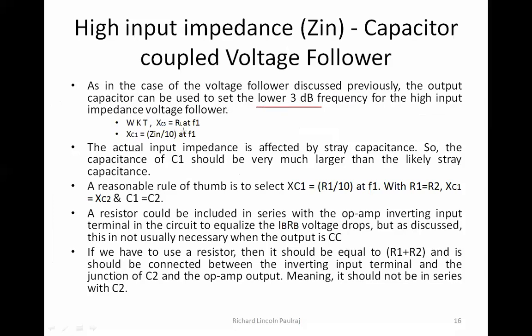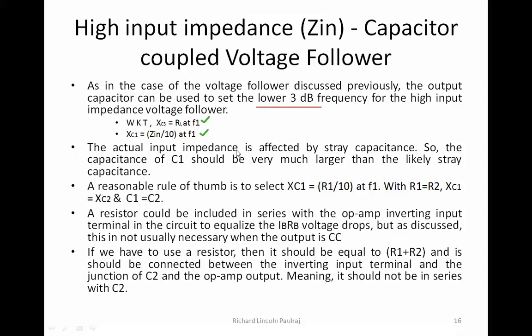So we know that we are going to take Xe3 equal to RL at F1 and Xe1 equal to Zin by 10 at F1. These two conditions we have already seen, but we are re-implementing it here. Okay. So C3, you can see it is near the load, and C1 is actually near the input.